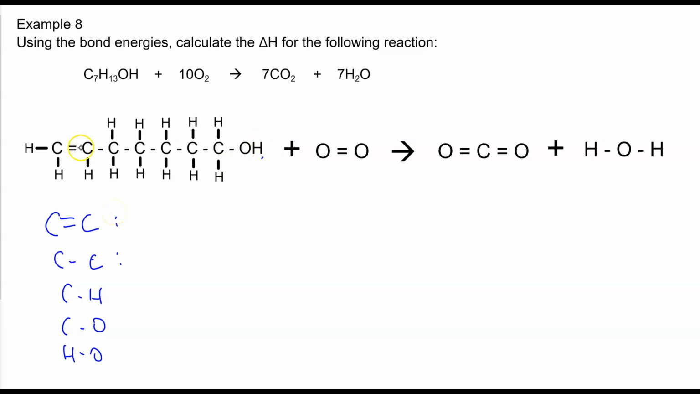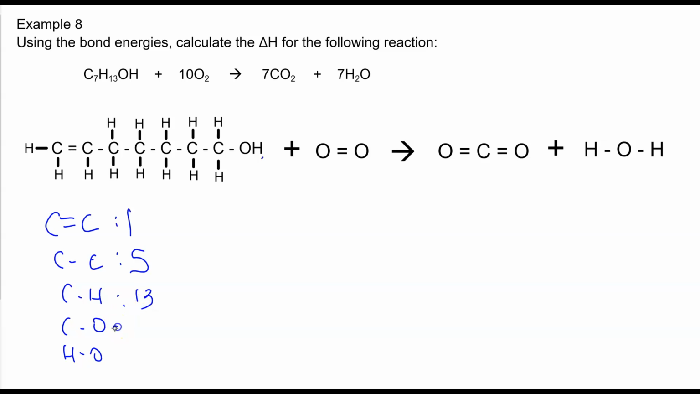So now we're going to count. We have 1 carbon-carbon double bond. Count the bonds. We have 1, 2, or count the sticks. So 1, 2, 3, 4, 5 carbon-carbon single bonds. We have 1, 2, 3, 4, 5, 6, 7, 8, 9, 10, 11, 12, 13 carbon hydrogen bonds.